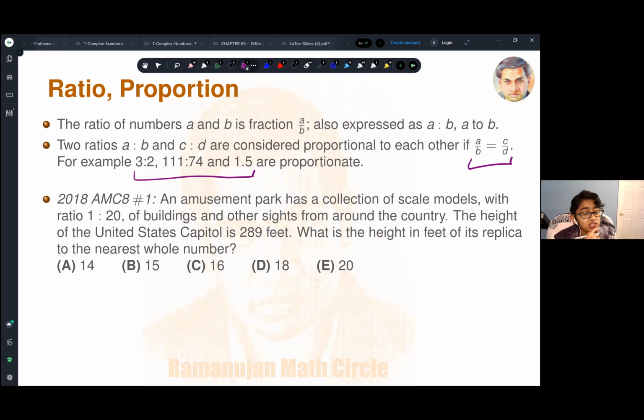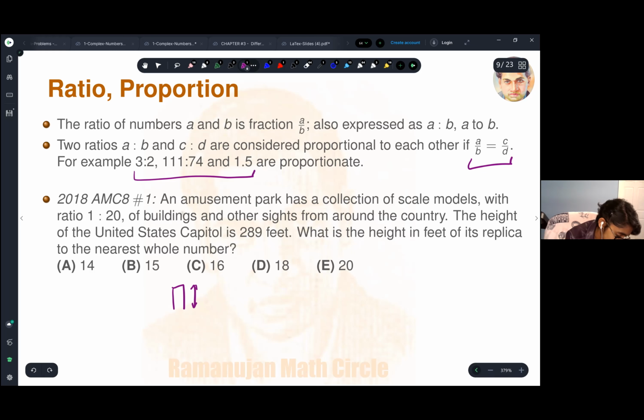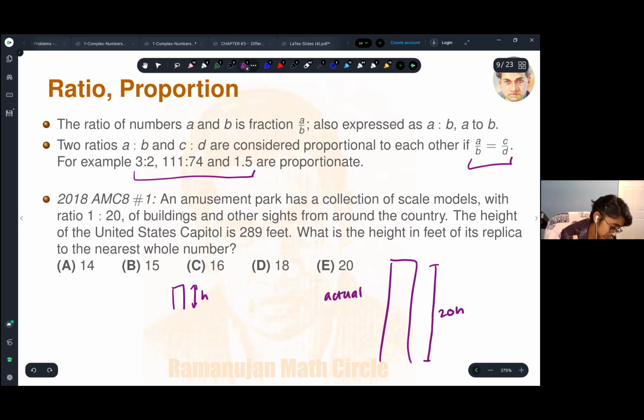They're proportionate. So let's do a quick problem with proportions. An amusement park has a collection of scale models with a ratio 1 to 20 of buildings and other sets from around the country. What this means is if there's a building in the amusement park and it has a height h, then the actual building, which is huge, has a height of 20h. The height of the United States Capitol building is 289 feet. So the actual United States building is 289 feet.